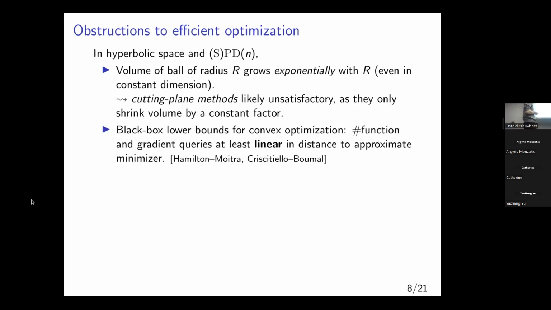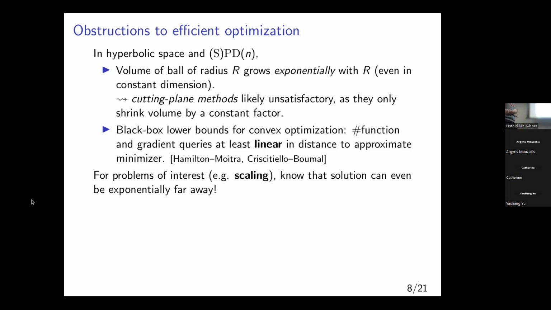And it turns out you can use this volume growth even to prove black box lower bounds for convex optimization. As in, I can give you function and gradient access, and then you can show that the number of queries you need to make to this gradient oracle is at least linear in the distance to an approximate minimizer, even if you only care about a very weak notion of precision. This is relatively recent, and it's kind of annoying that this is true, but it's the way things are.